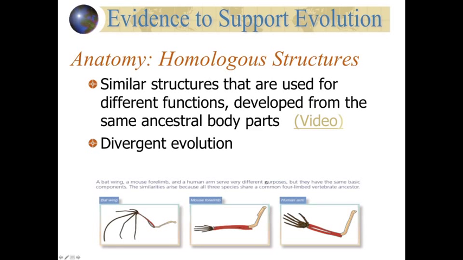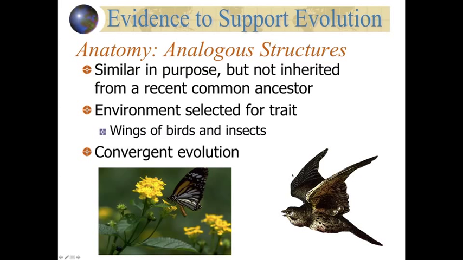The very last bit of information I need to share with you here are analogous structures. This relates to question letter F. That would be on page, I believe, 95 in your packet. So analogous structures are similar in purpose, but they're not inherited from a recent common ancestor, so they're not necessarily structurally identical. In this case, when you look at an example here, you have a butterfly that has wings and a bird that has wings.